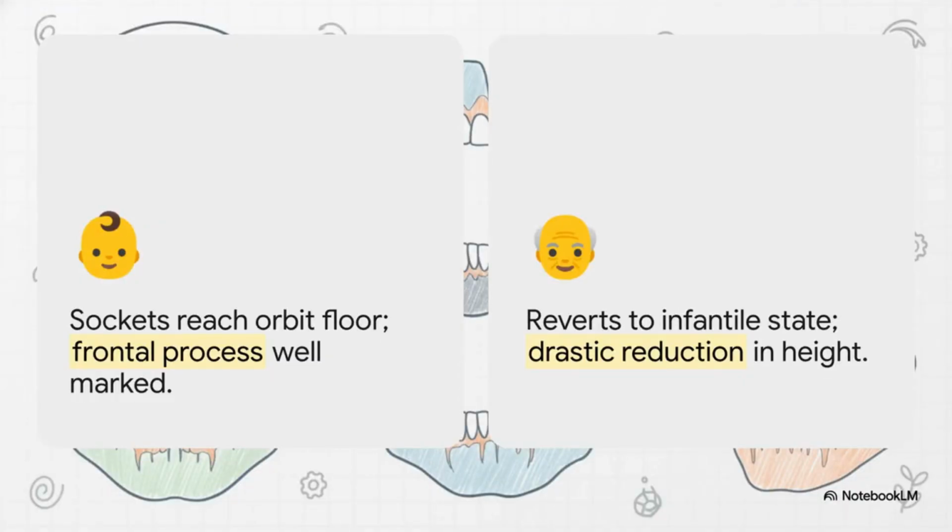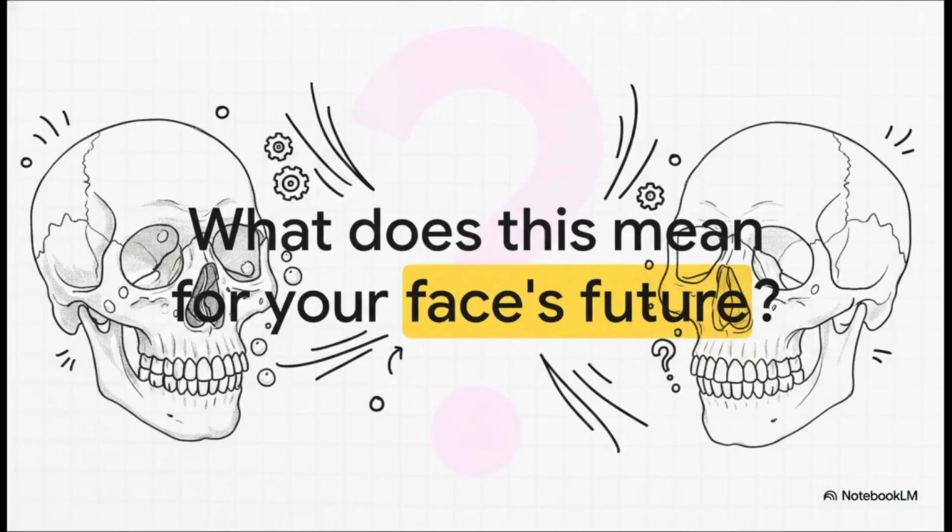If you contrast birth versus old age here, it is absolutely fascinating. At birth, the body of the maxilla is basically just the alveolar process, with tooth sockets reaching almost all the way to the floor of the eye orbit. Then it grows tall, right? But in old age, especially if teeth are lost, the bone actually reverts back to that infantile condition. The body reabsorbs the alveolar process, drastically reducing the maxilla's height, which completely changes the structural shape of the lower face over time. So I'll leave you with this.